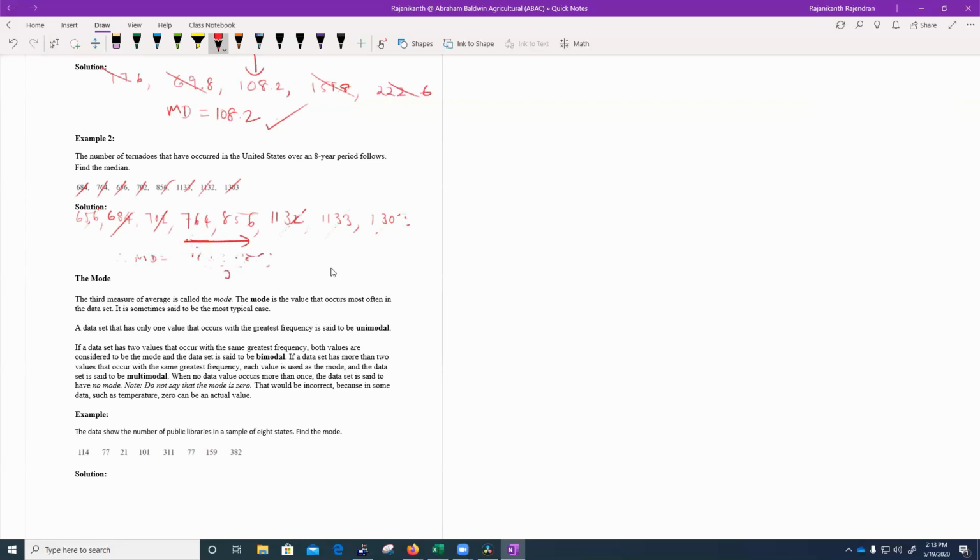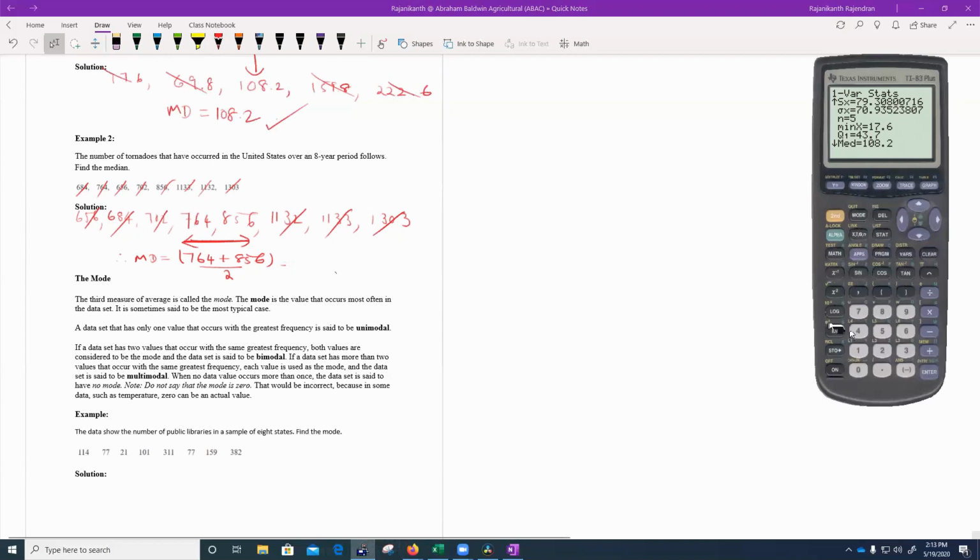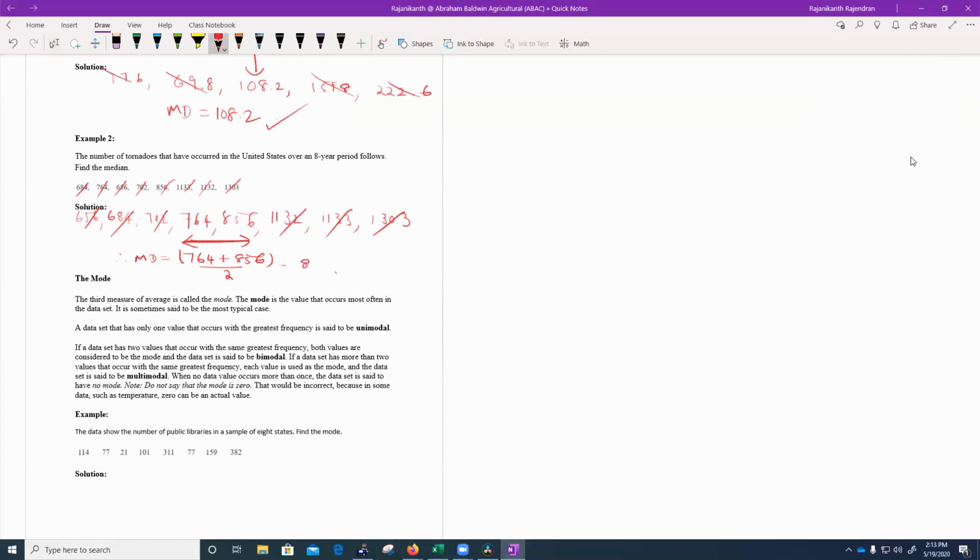So if you use the calculator, don't forget to put the parentheses, okay? So what is that number? So let us use the calculator. I'm using the parentheses, 764 plus 856, then divide by 2. So you got 810. Okay. So what does that mean? That means 810 is the middle position of your data values, right?